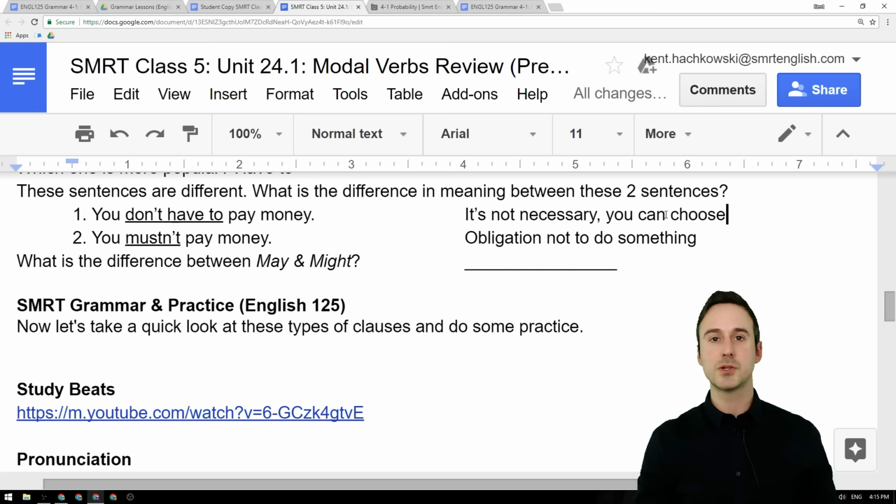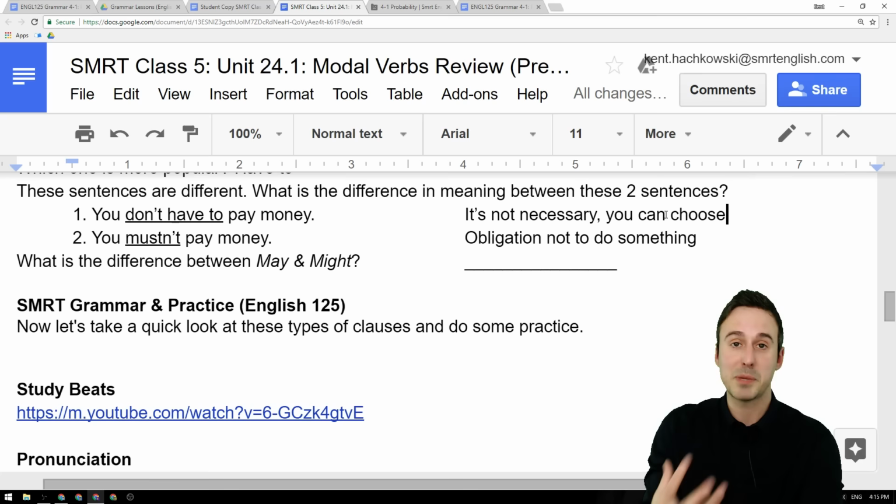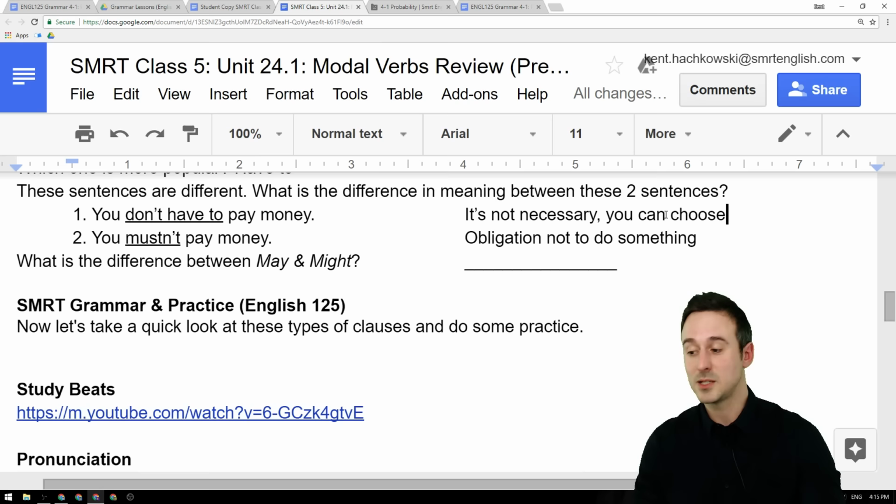So for example, let's say you go somewhere, some places, museums. We have a museum in Vancouver, and you have to give a donation. You have to give a little bit of money every time you use it. So for example, you don't have to go on Friday and pay the full amount. You can go on Tuesday and you give a small donation. So don't have to means it's your choice. You don't have to pay money for, what can I say? I'm trying to think of an example. Yeah, you don't have to pay money. It's just your choice. You can, but it's not necessary. Okay, so that's a little bit of a difference there.